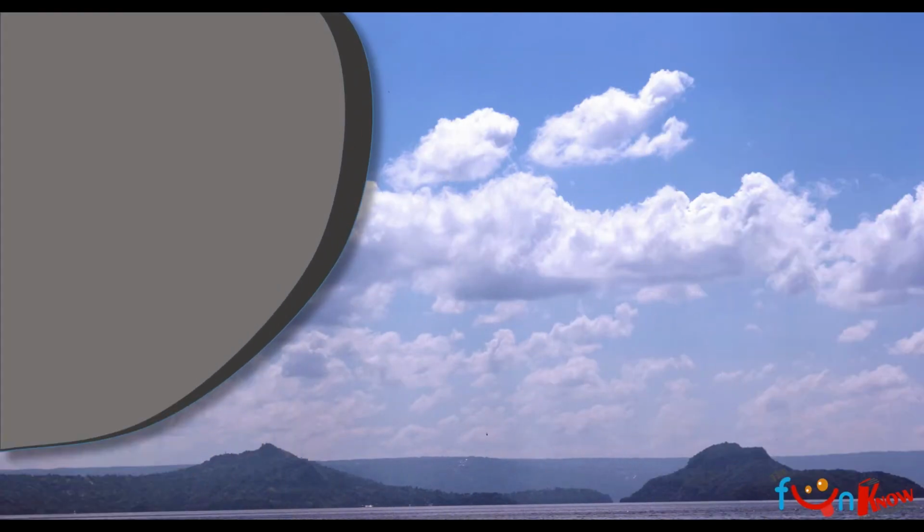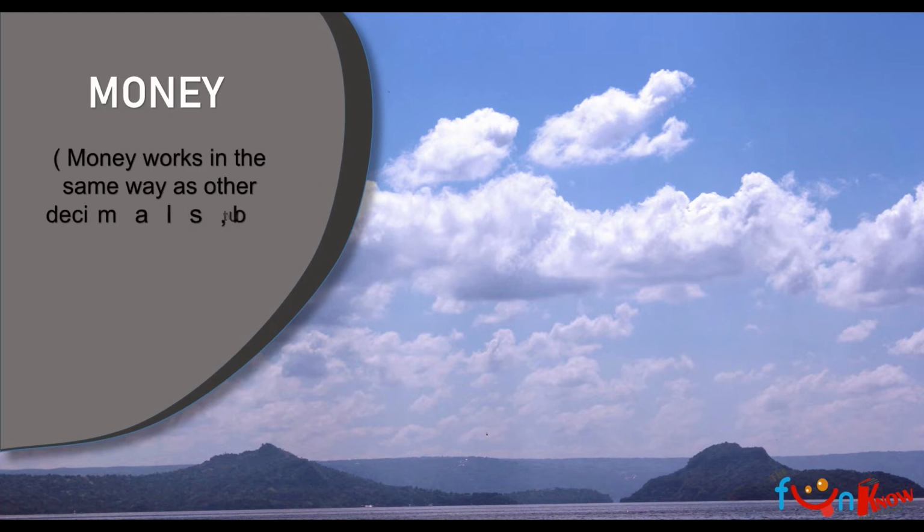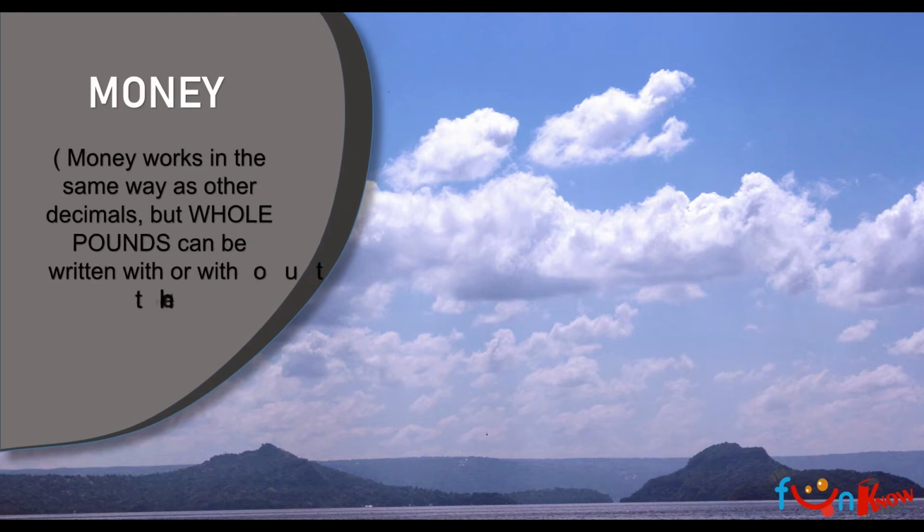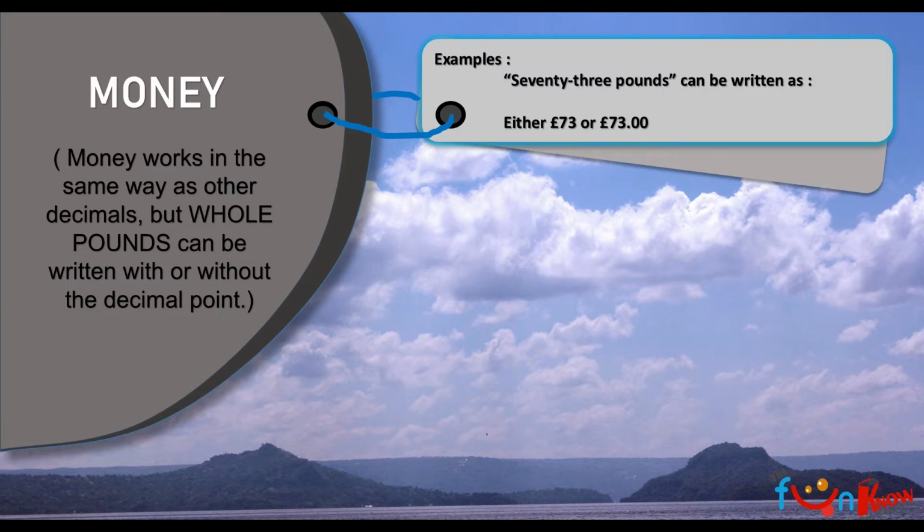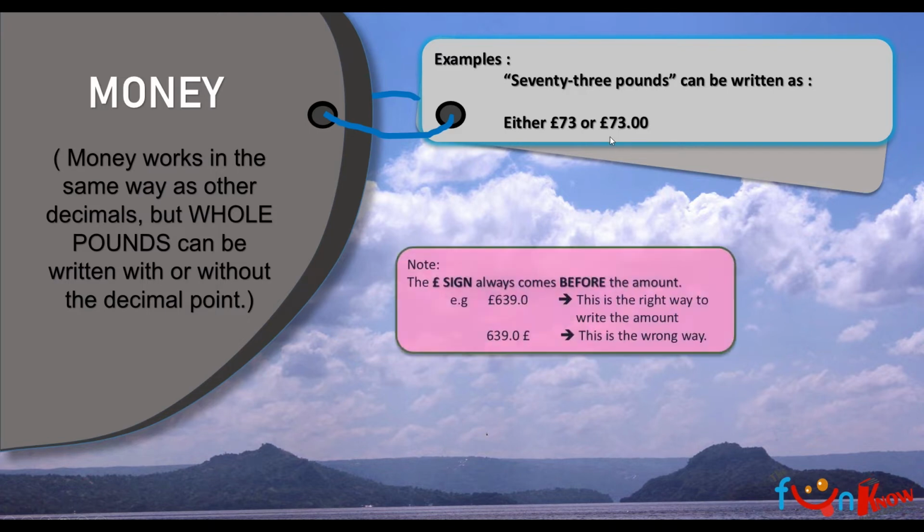Our today's topic is money. Money works in the same way as other decimals, but whole pounds can be written with or without the decimal point. Examples: £73 can be written as either £73 or £73.00.